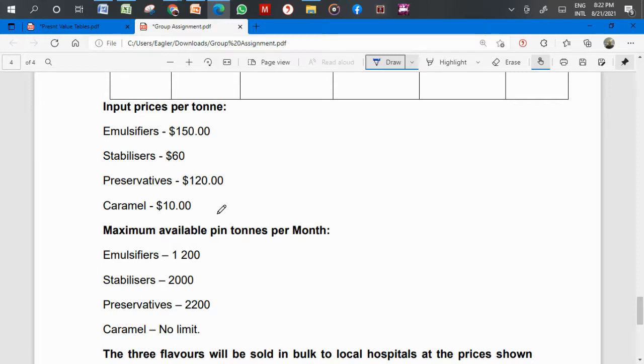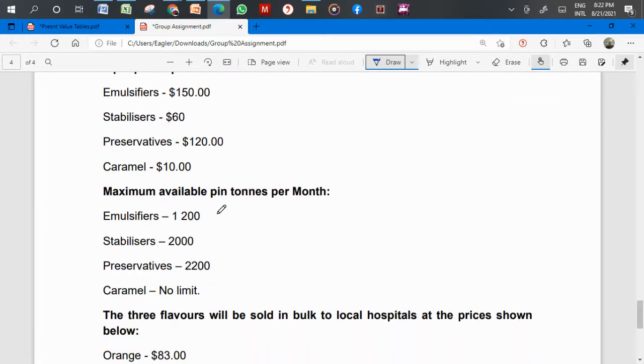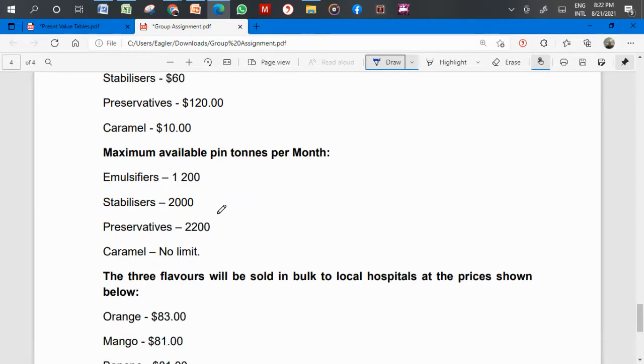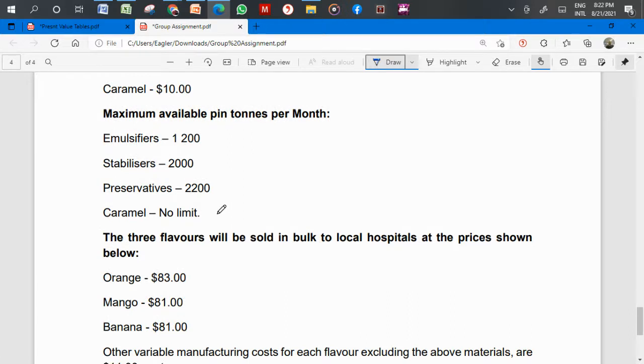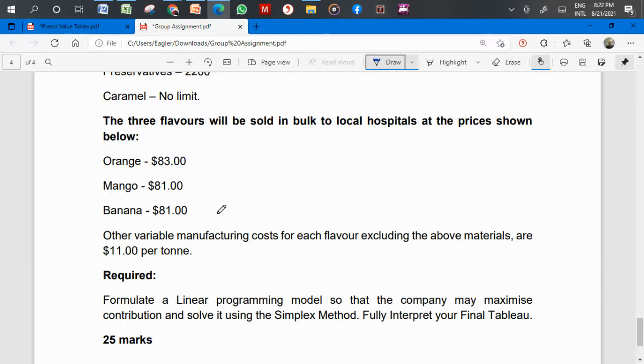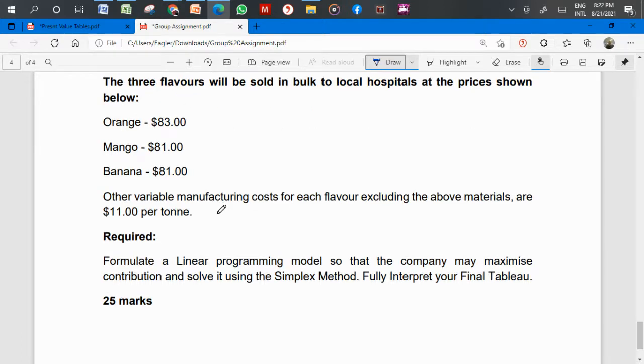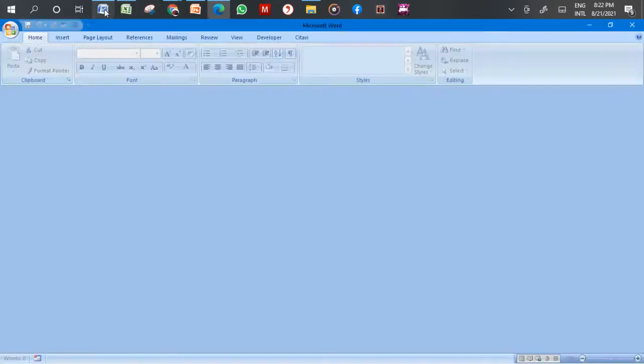So these are our limitations. In emulsifiers we can only get 1,200. In the stabilizers we can only get 2,000. In preservatives we can only get 2,200, and there's no limit for the caramel. The 3 flavors will be sold in bulk to local hospitals at a price shown below. So this is our selling price. Other variable manufacturing costs for each flavor, excluding the above materials, are 11 per ton. Required: formulate a linear programming model so that the company may maximize contribution and solve it using the Simplex method. Fully interpret your final table. Okay, this is from Quab.